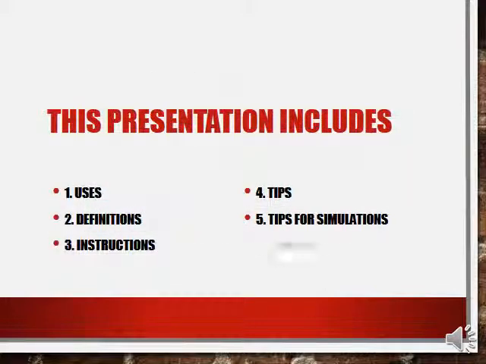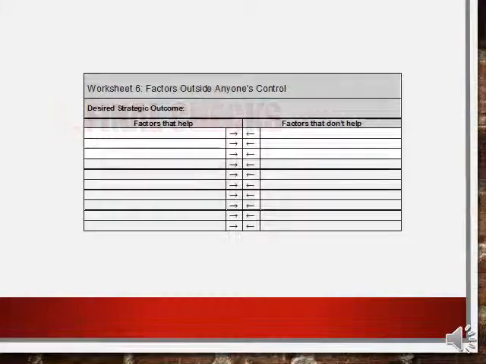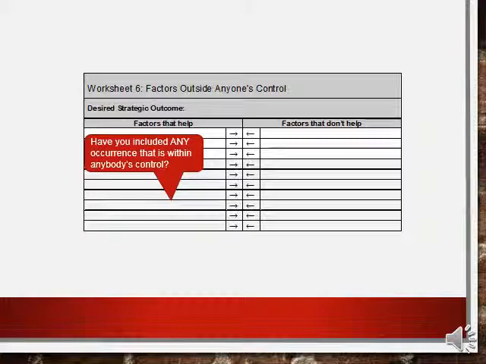In section 6 of this presentation, we'll look at final checks to make when you've completed the worksheet. For Worksheet 6, there are 2 final checks. First, have you included any occurrence that is within anybody's control? There should be none. And second, have you listed factors in only 1 column, not the same factor in both?